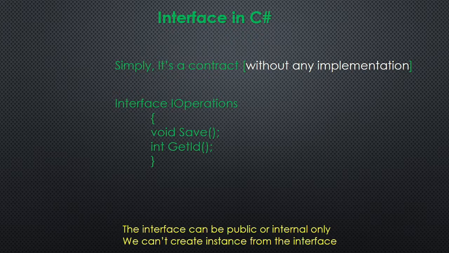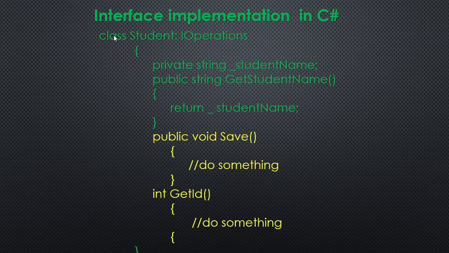To define functions, it will be like this: either void, for example Save, and you can pass parameters here also, or int GetId, for example. But I can't create a normal function with implementation in the interface. This is an example for the interface.